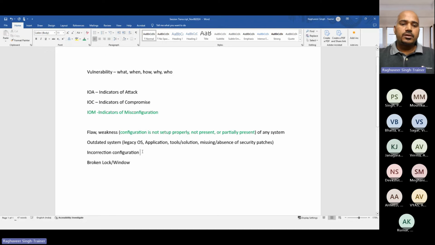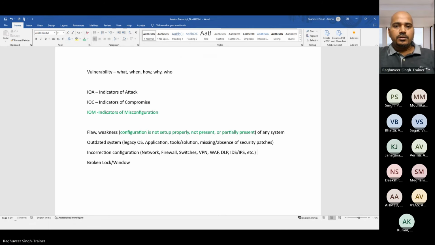Incorrect configuration. As I gave you the example of the network, the network is incorrectly configured. Networking devices like firewalls, switches, VPN, WAF, other devices like network DLP devices, IDS, IPS, etc. are misconfigured. They are not properly configured. You have done some misconfigurations there.